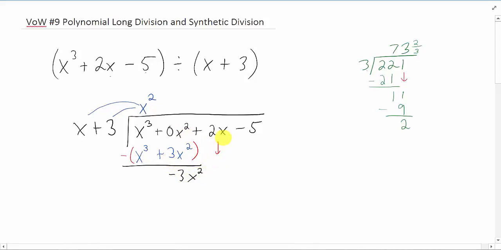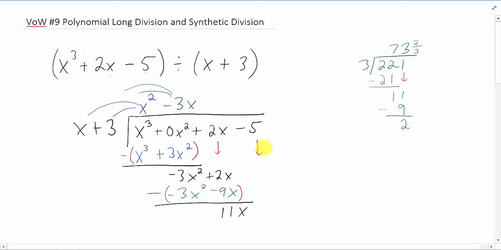And I'm going to bring down the next term. Then the next question we ask is, how many times does x plus 3 go into negative 3x squared? The answer is going to be negative 3x. We take that negative 3x, and we multiply it by this x plus 3 out here. We're going to get negative 3x squared minus 9x. And don't forget we are subtracting. Negative 3x squared minus a negative 3x squared is 0. 2x minus negative 9x is 11x.